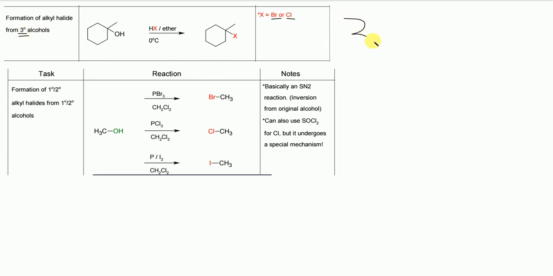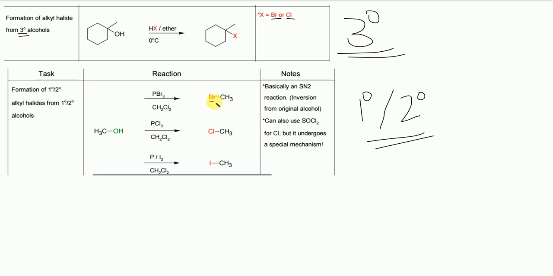This is all you need to know. This is for tertiary, and this is a mistake I made and forgot. I didn't realize this designation was there. So this is only for tertiary, and this is for primary or secondary. You have to use this reaction whenever I have a tertiary alcohol. If I have a primary or secondary alcohol, I have to use these. Okay.